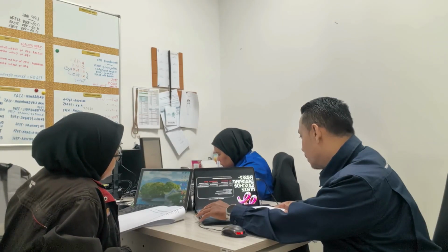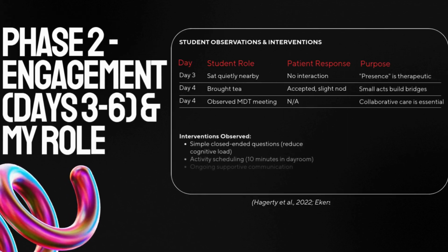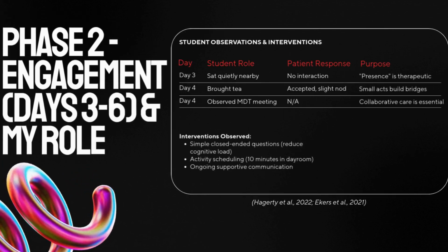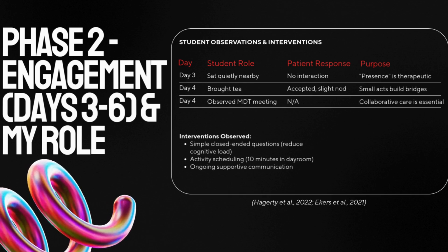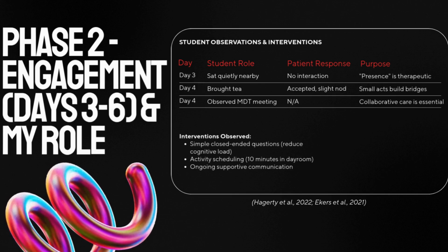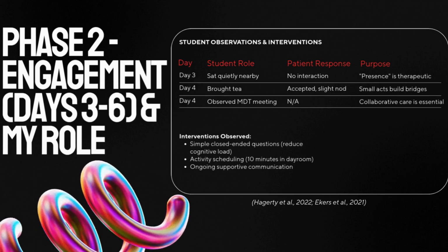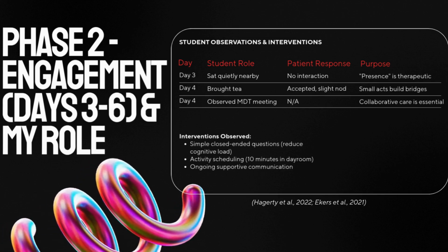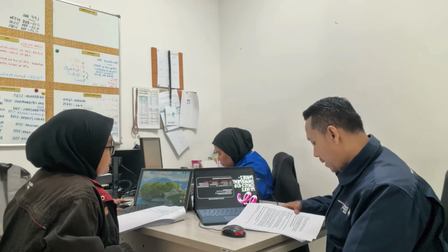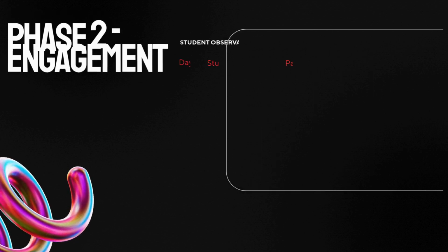This is phase 2, engagement, days 3 to 6, and my role. This phase taught me some valuable lessons. On day 3, my role was simply to sit quietly near him for 15 minutes with no demands. He didn't speak, but I learned that therapeutic presence itself is a valid intervention.